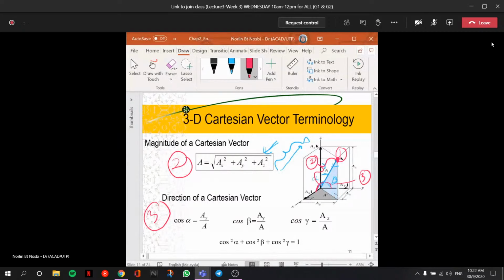How do you relate alpha, beta, and gamma? In summation, you should use the formula cos square alpha plus cos square beta plus cos square gamma equals 1. If you want to check whether the angles are correct, you can use this bottom formula.